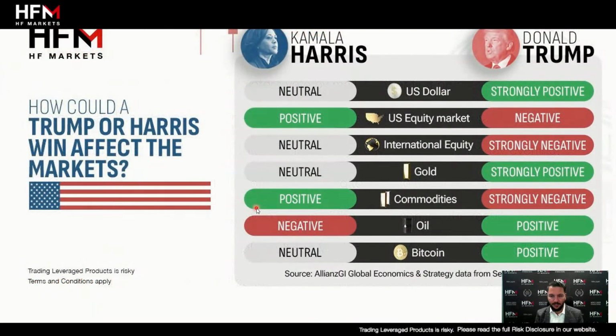What's going to be affected and supported if we get Trump? What's going to be affected and supported if we get Kamala Harris? So, the US dollar: if we get a Trump announcement, a Trump president, a lot of people are voting for Trump. It's very, very tight at the moment. If we get a Trump president, then it strongly influences the US dollar.